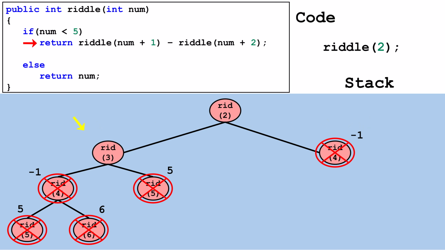Riddle 3 calculates -1 minus 5 and returns -6. Riddle 2 calculates -6 minus -1, which is -5. So our initial call of riddle 2 returns -5.